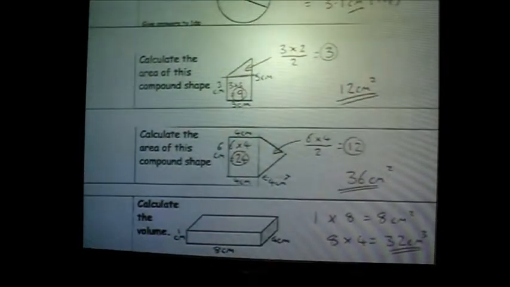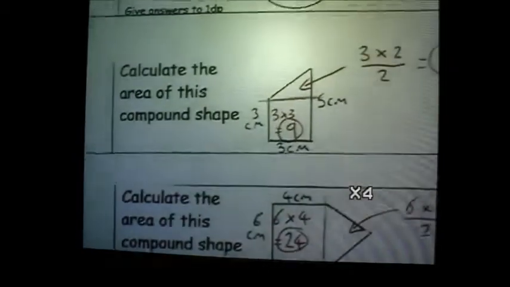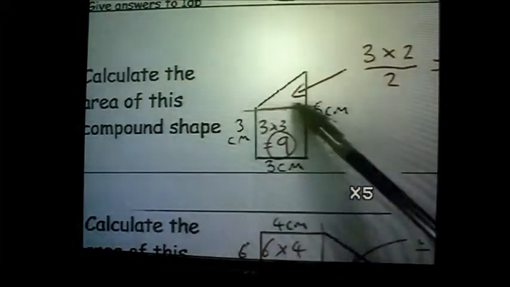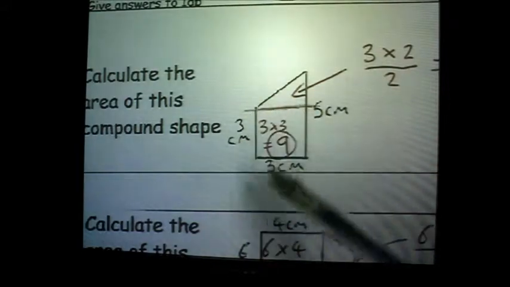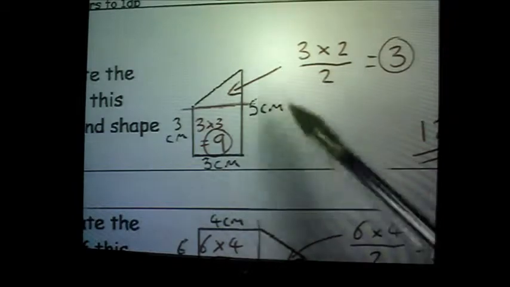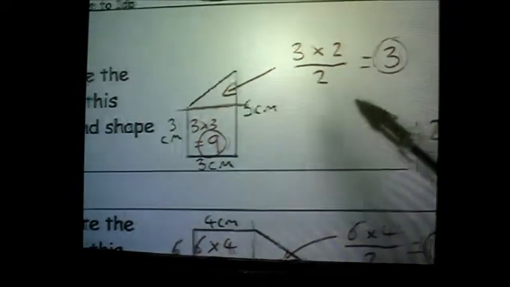This always comes up. Let me zoom in so you can see what I've done. I've split the shape there, look. So I'm going to work out the area of the bottom bit. Well, it's 3 by 3, which is 9. And the top bit, and I've circled it there, this is what you need to do in the exam. You need to draw arrows, show exactly what you're doing, make it dead obvious.